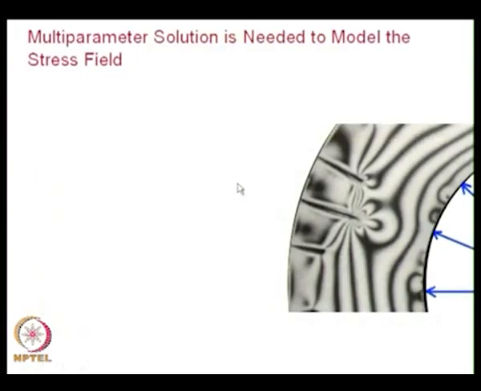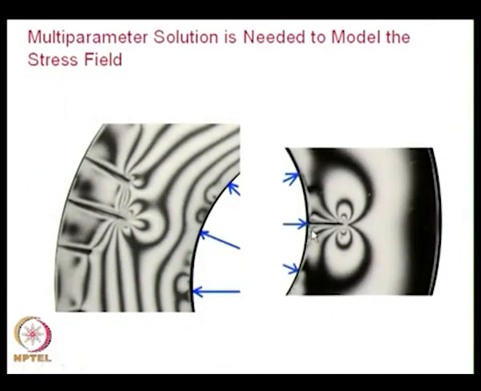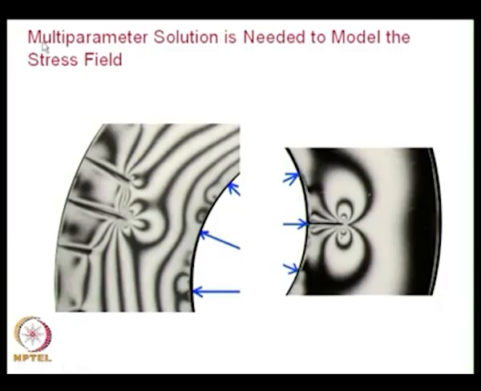Suppose I go to a real situation like a crack emanating from the outer boundary of a pressurized vessel, I have a frontal loop. So, I have a variation of fringe order along the crack axis, which is shown as a blow up. On the other hand, if I have a crack from the inner boundary, these fringes are tilted backward and these fringes are tilted forward. So, I have a combination of backward and forward tilted fringes. Even in that case, I need to go for a multi-parameter solution.